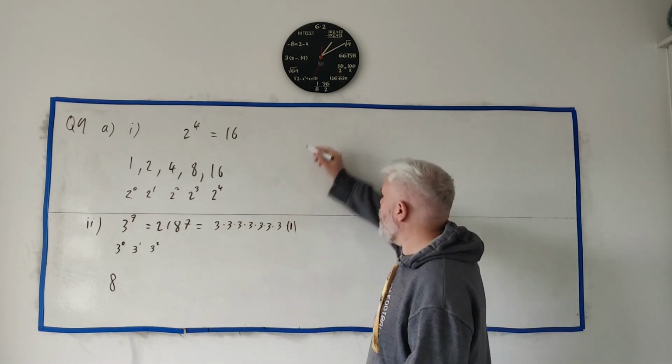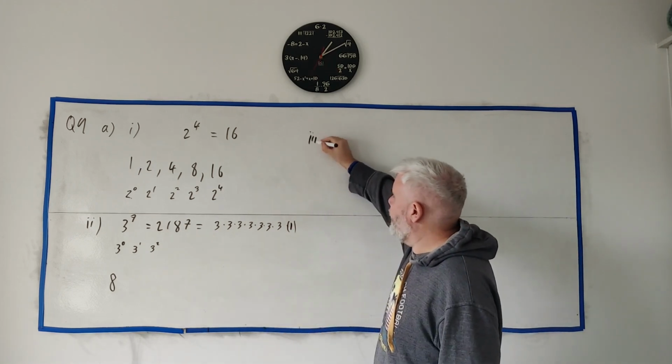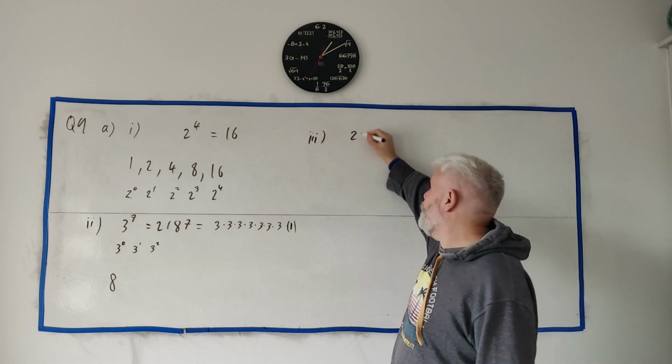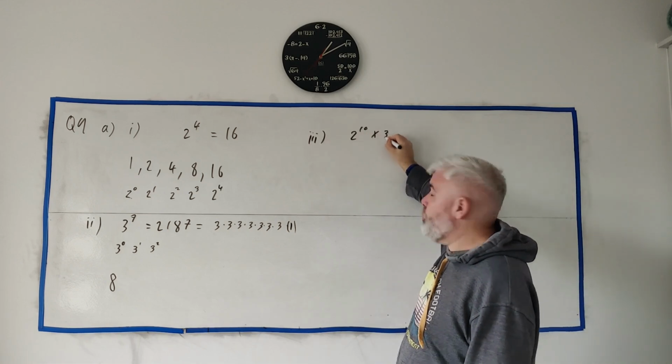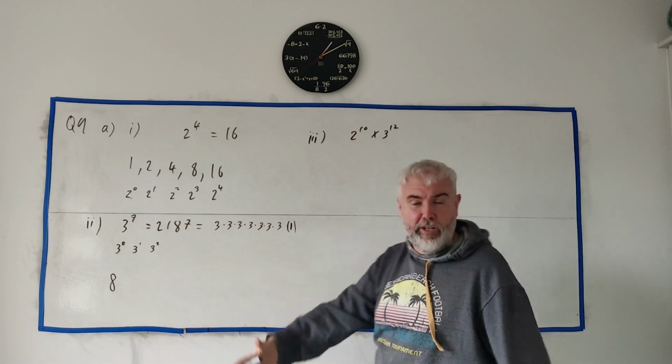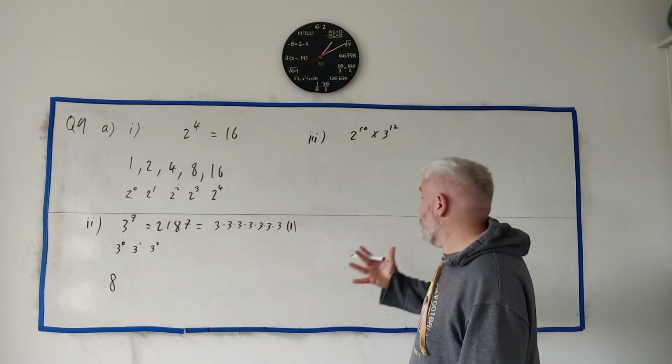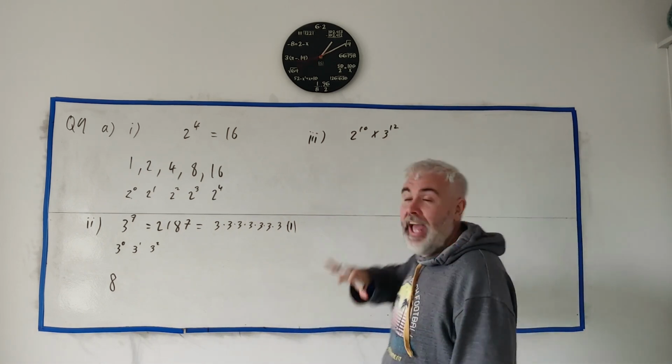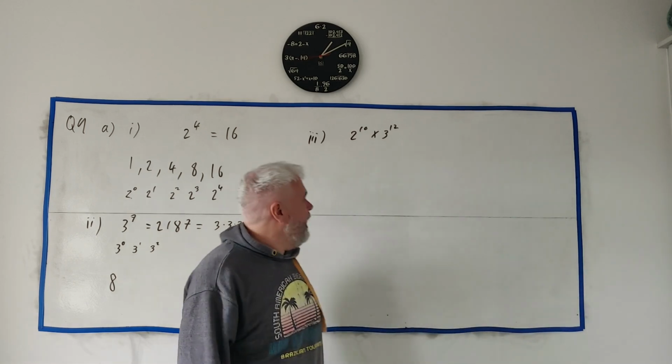Then in part 3, they want you to put this information all together, and they give us 2 to the power of 10 times 3 to the power of 12. I haven't even bothered putting this into a calculator. It's a pretty big number. How many factors does it have?